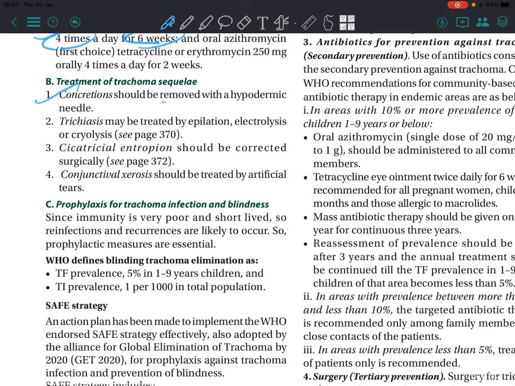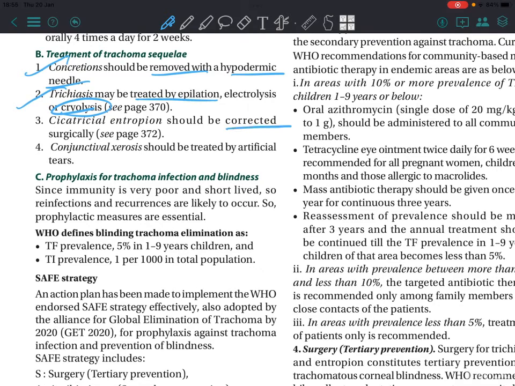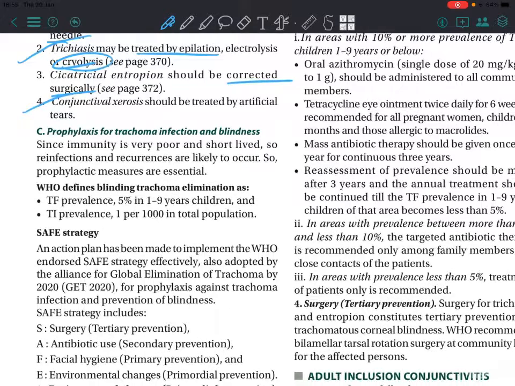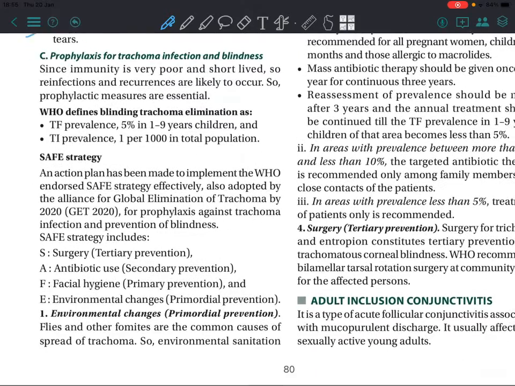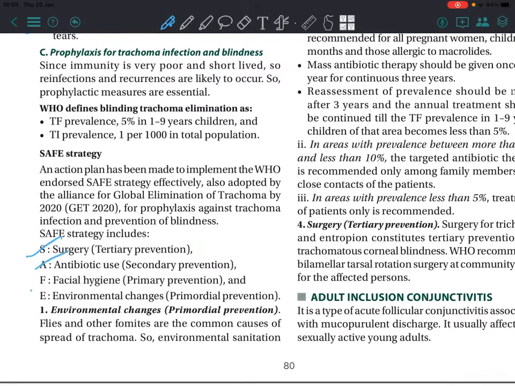Treatment of trachoma sequelae. Concretions should be removed with a hypodermic needle. Trichiasis may be treated by epilation, electrolysis, cryolysis. Cicatricial entropion should be corrected surgically. Conjunctival xerosis should be treated by artificial tears. SAFE strategy: surgery, antibiotic use, facial hygiene, environmental changes.